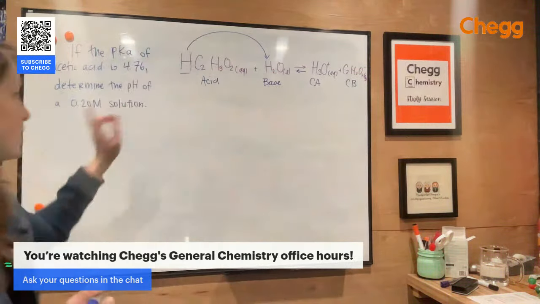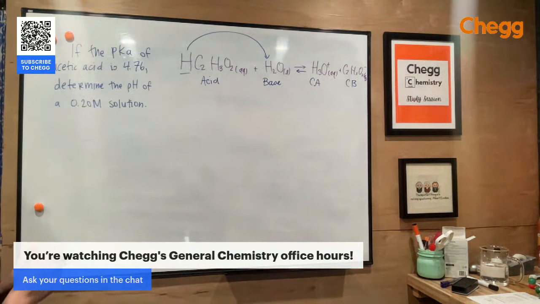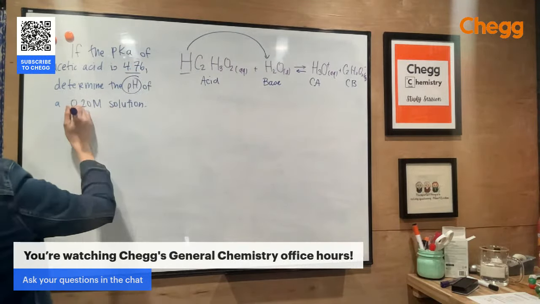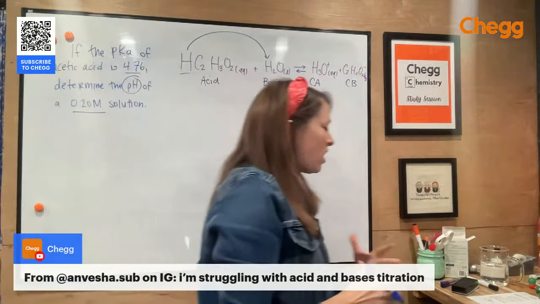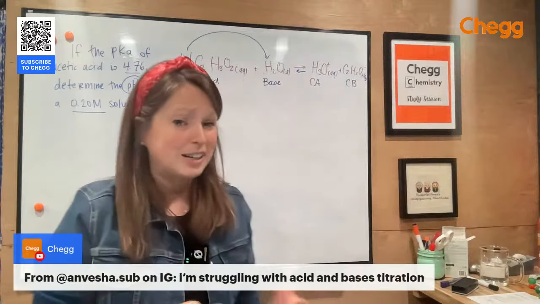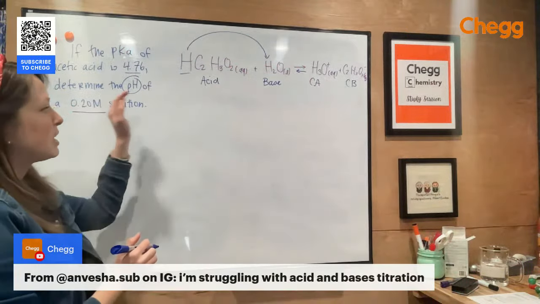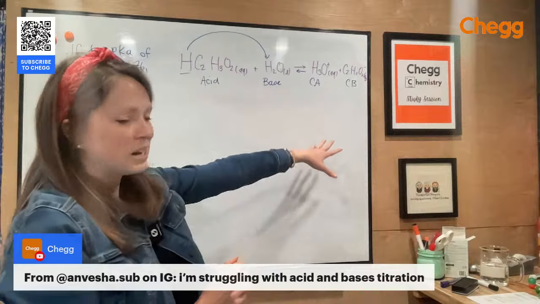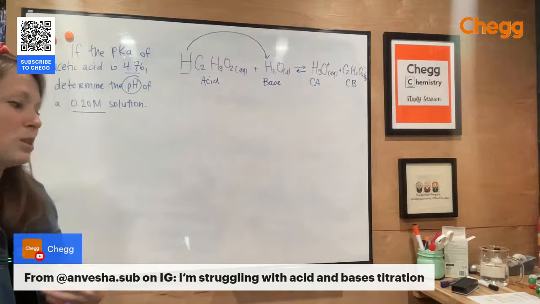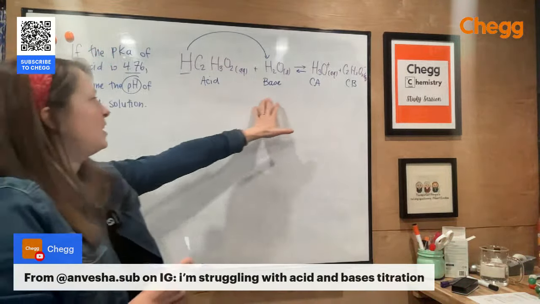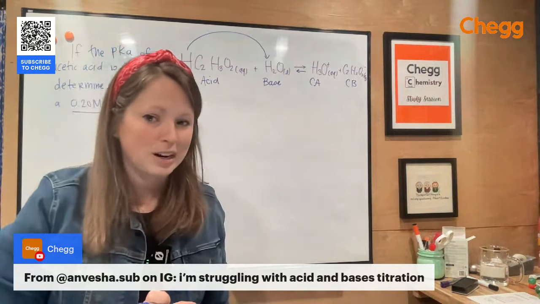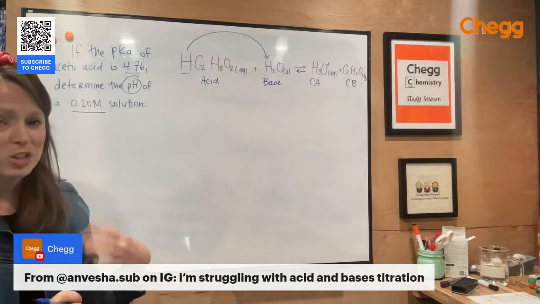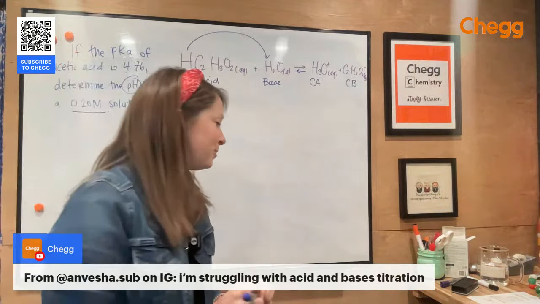All right. Acid-base titrations. If the pKa of acetic acid is 4.76, determine the pH of a 0.20 molar solution. With these, it's really hard to even know where to start. You always want to start with that dissociation equation. What's happening in solution is really important to keep track of. Sometimes you're not given that in the problem. We had already written this out because we were talking about definitions of acids and bases, but that's where I would always start. Write out that dissociation equation so you have it and you can keep track of it.